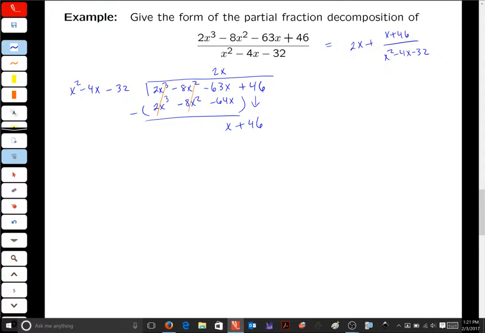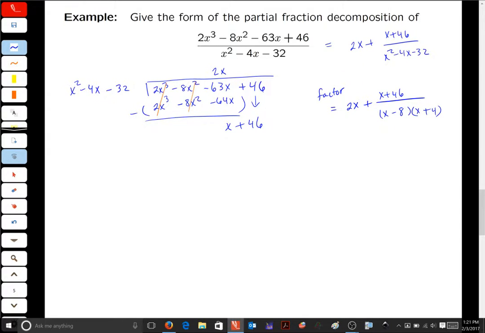What is the next step? That was our first step on our guidelines. What's our next step? Factor the denominator. So we get 2x plus x plus 46 over, what is that? X minus 8 plus 4, that sounds right.